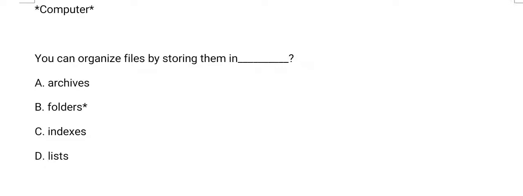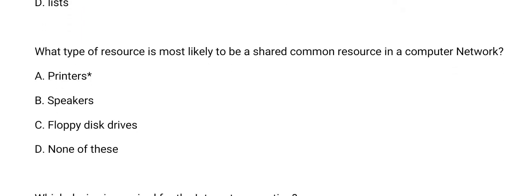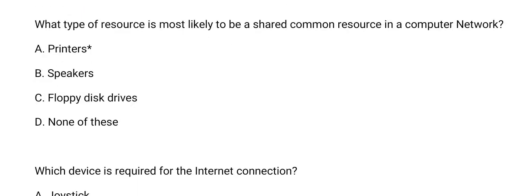Computer MCQs test number 3, and the first question is, you can organize files by storing them in dash? Its answer is option B, folders. Next question. What type of resource is most likely to be a shared common resource in a computer network? And its correct option is option A, printers.